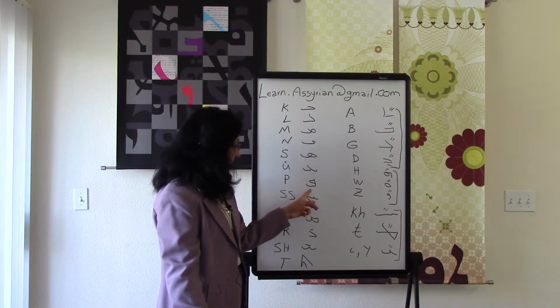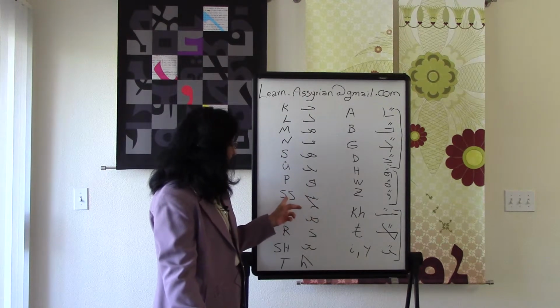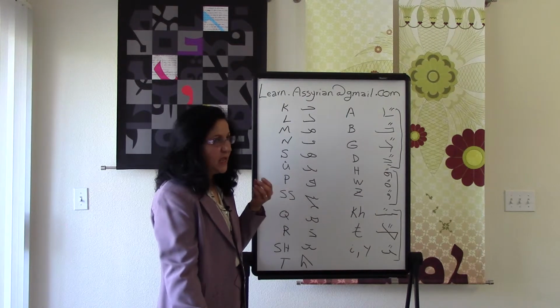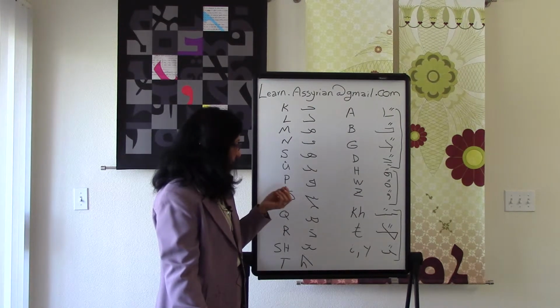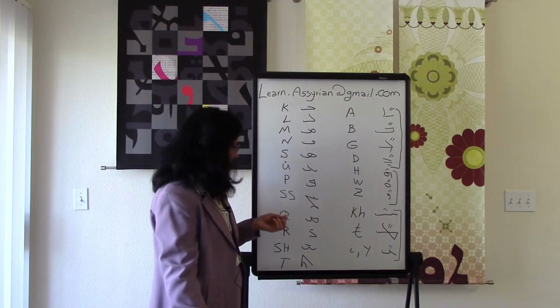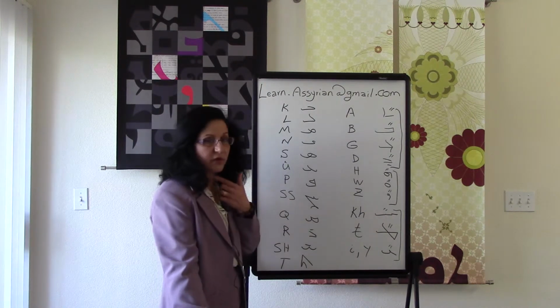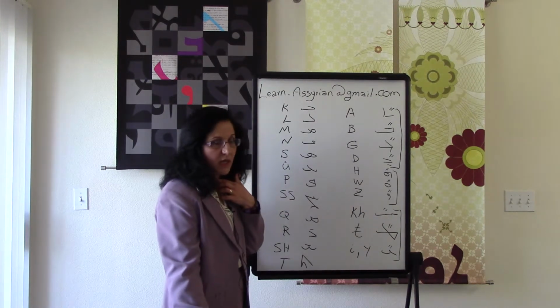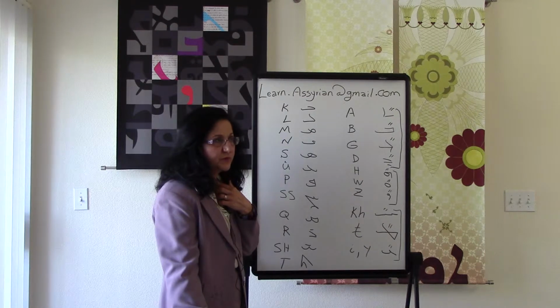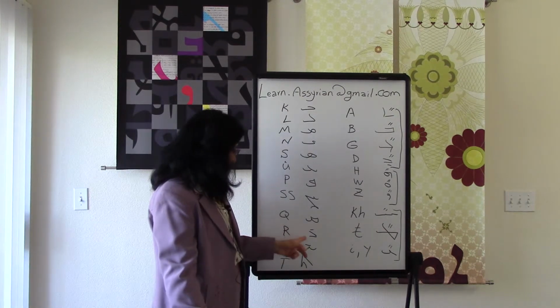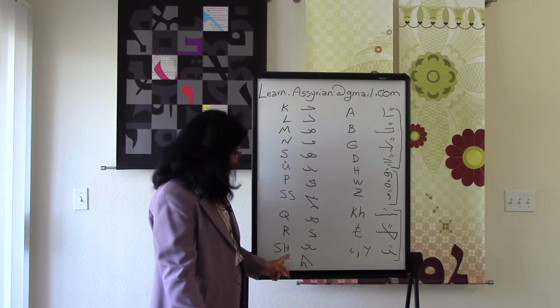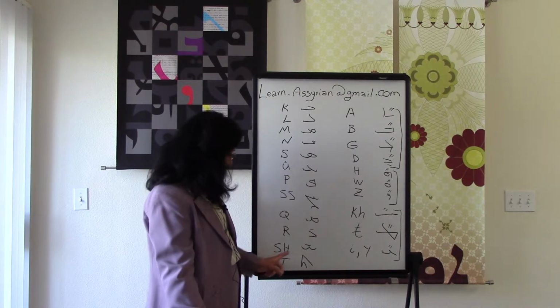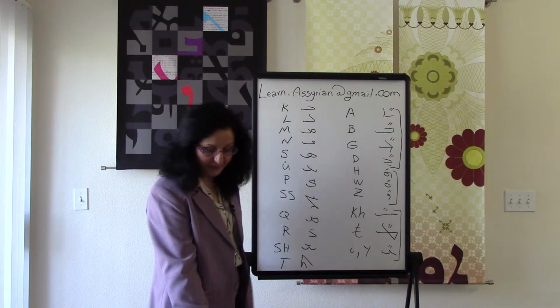And this is Pe. Sade is like double S in Spanish. It's stronger than S, so it's like S, like that. Qob is also in the throat, like Chet. It's a bit further down, I think. Resh, Shin. Resh is like R, Shin is SH, and Tau is T.